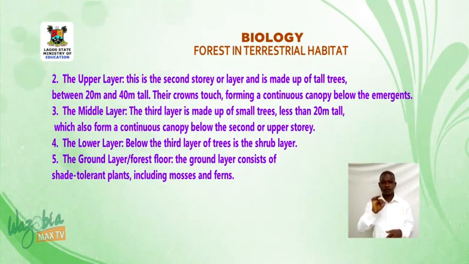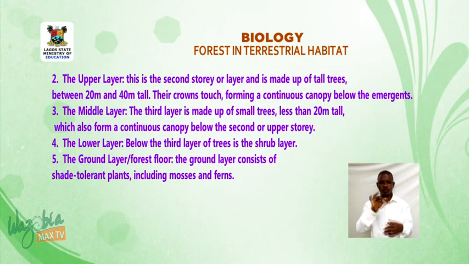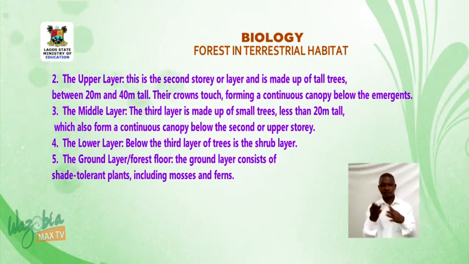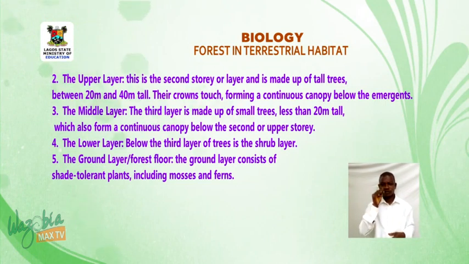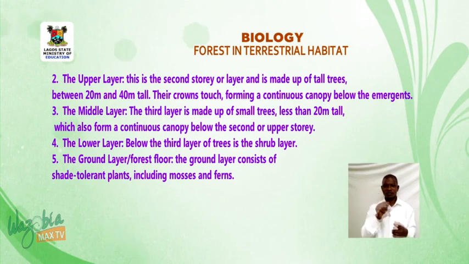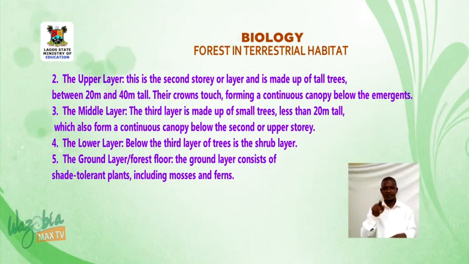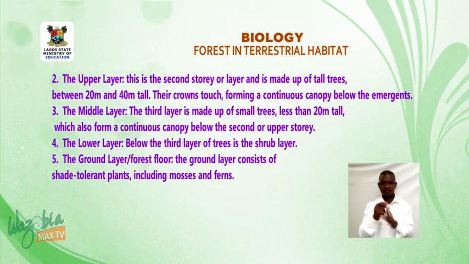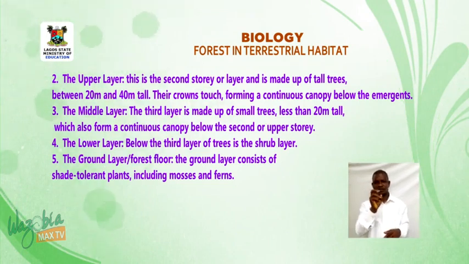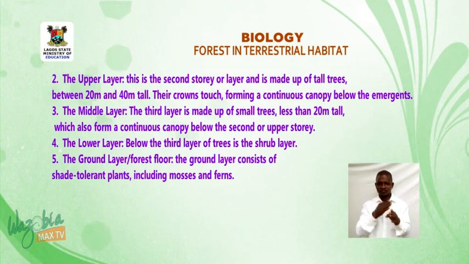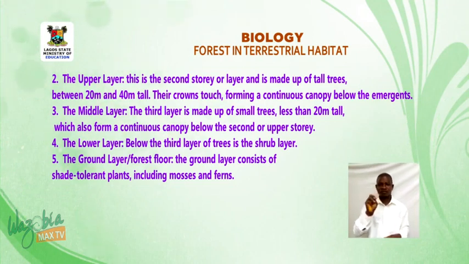2. The upper layer. This is the second story or layer and is made up of tall trees between 20 meters and 40 meters tall. Their crowns touch, forming a continuous canopy below the emergent. Their height is not as tall as that of the emergents. Their height is between 20 meters and 40 meters tall.